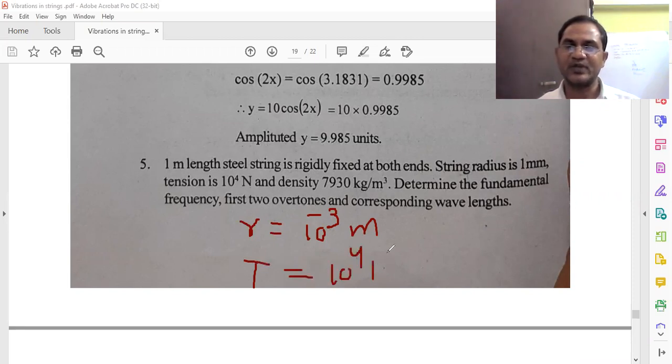So that I am also writing. Next, what is the density? Density rho is equal to 7930, not linear density. This is the density of the material, mass by volume.